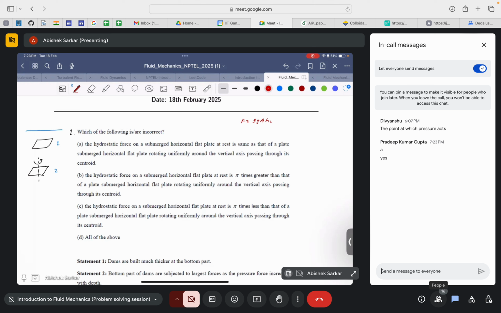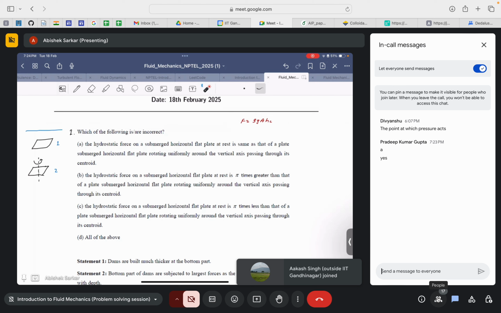One more answer, then I think we can look into the next question. Someone? No, no issues. You can just give a try. I also written the expression F is rho g A into hc. So does this expression take into account the rotationality of the submerged body? Okay. So the thing is, no. As Pradeep correctly mentioned, the correct answer is B and C. That is, B and C are incorrect.